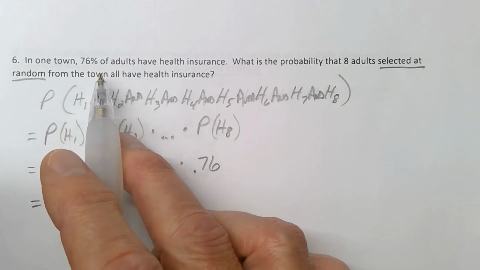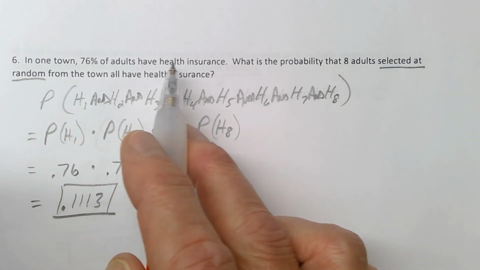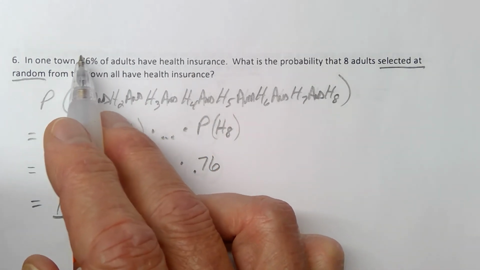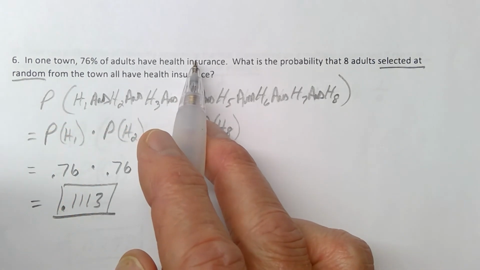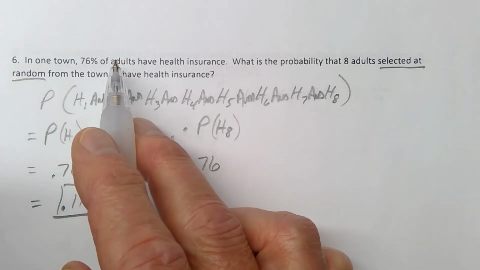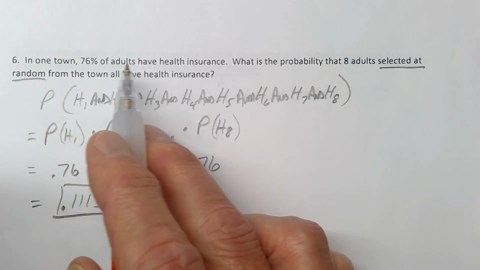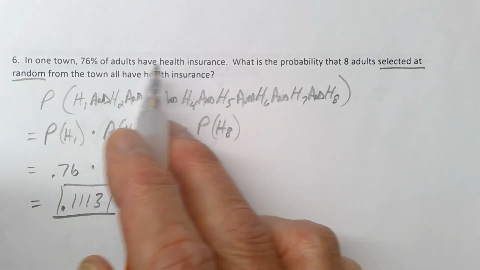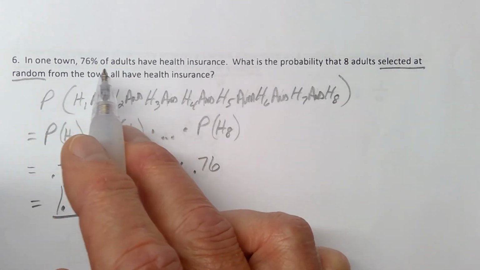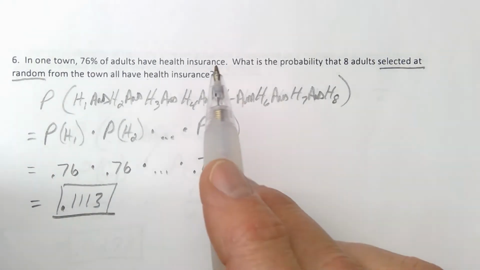All right, think about that. If there's a 76% chance that any adult in the town has health insurance, then if I pick the first adult and he does have health insurance, that's not going to affect the odds of the second adult or the third adult or the fourth adult that I pick. They're each going to have a 76% chance of having health insurance. No matter how many times I reach out in the hall and grab an adult, there's going to be a 76% chance that they have health insurance.